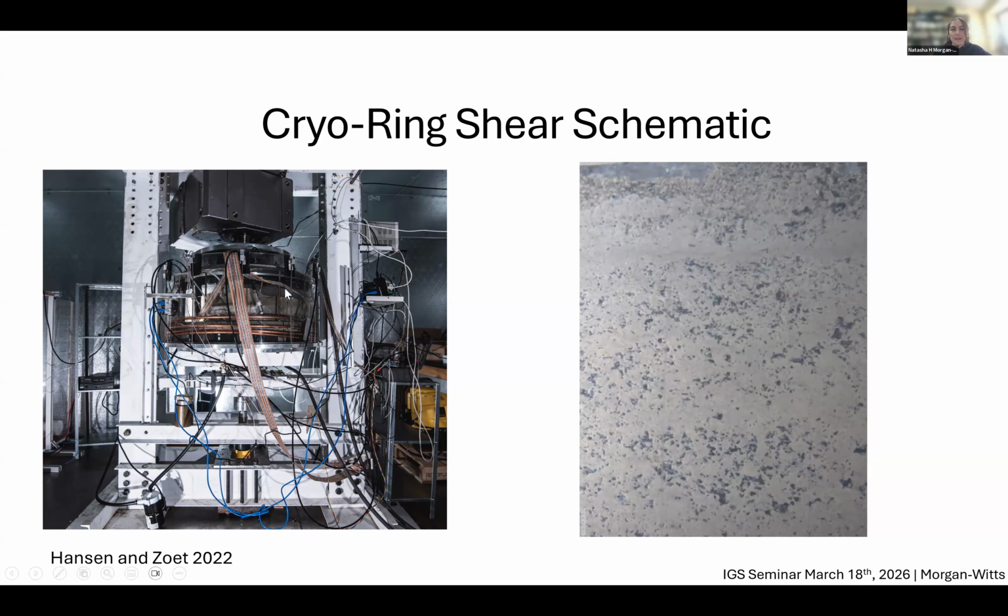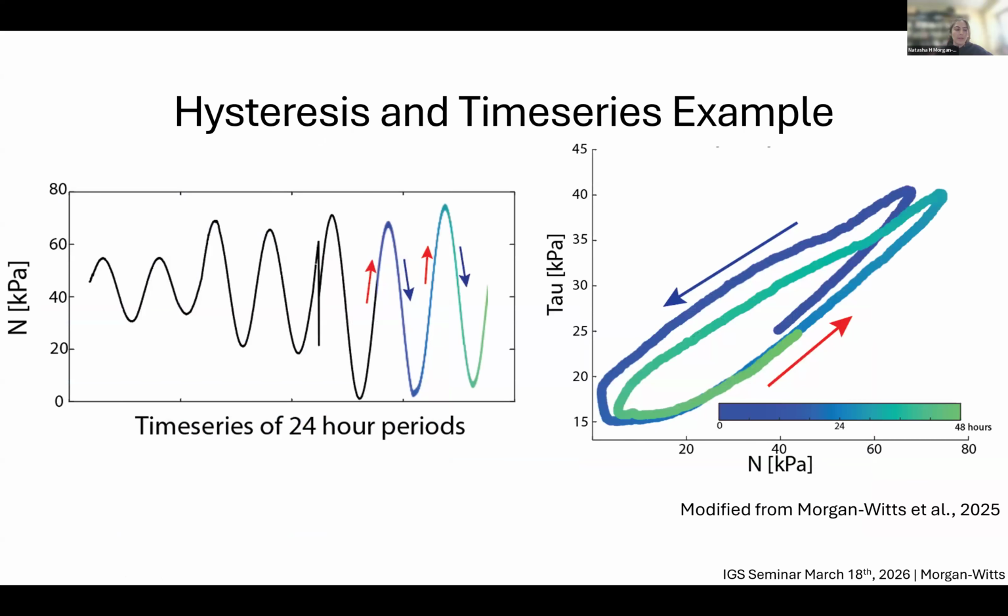So in terms of the data, what are we looking at? This is an example of a general 24-hour cycle series that we ran with varying amplitudes of pressure. On the y-axis, we have effective pressure, and on the x-axis, we have the time series. On this plot to the right, on the y-axis we have tau, which is shear stress or drag, and on the x-axis we have the effective pressure.